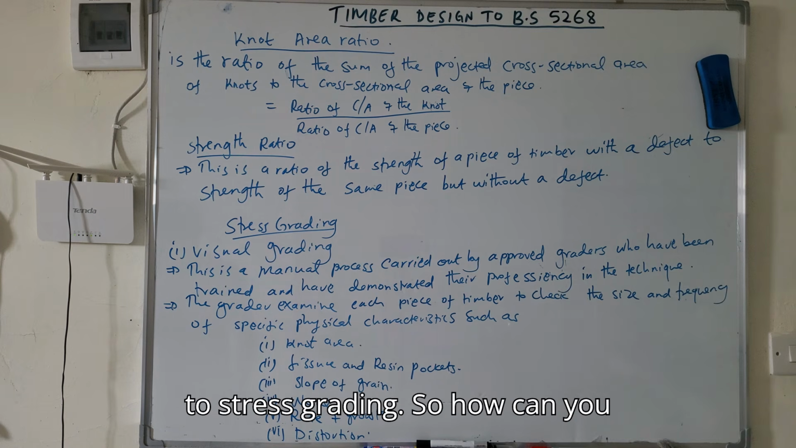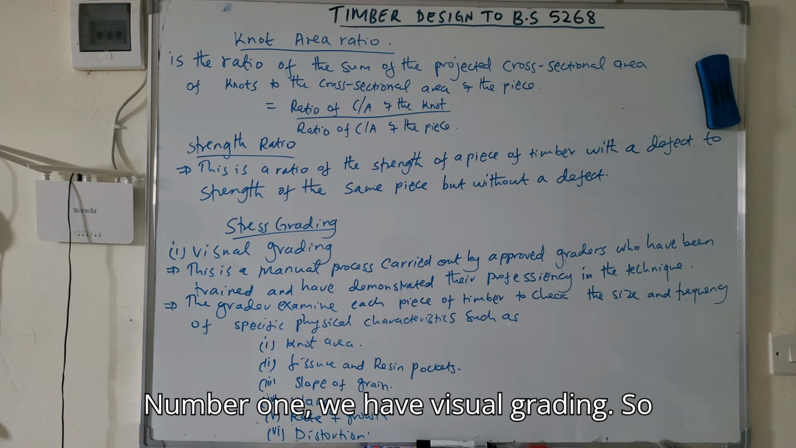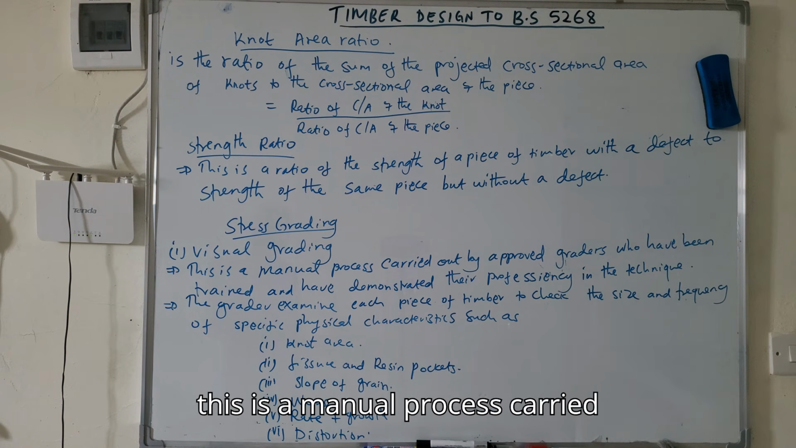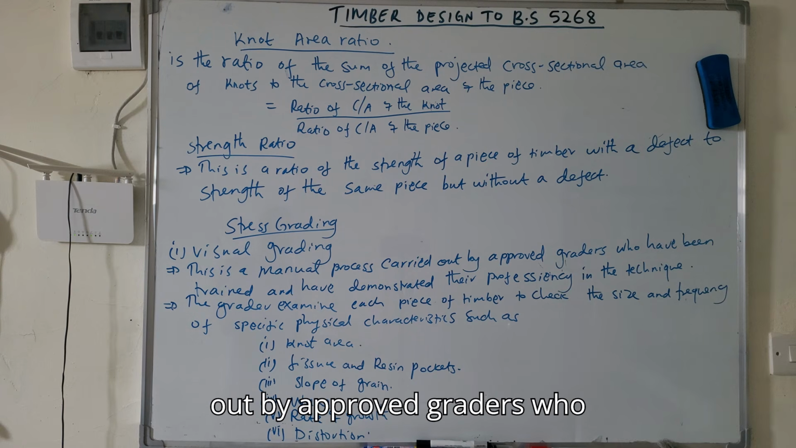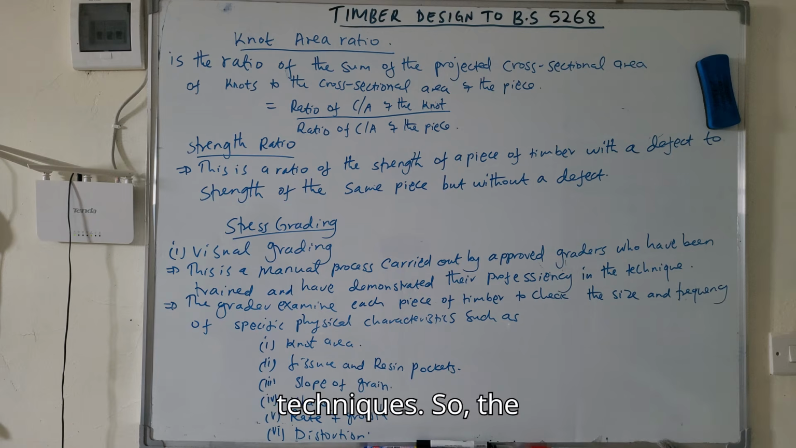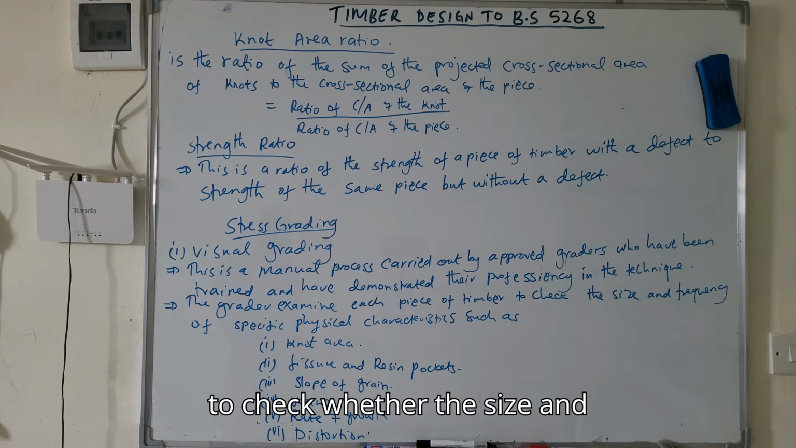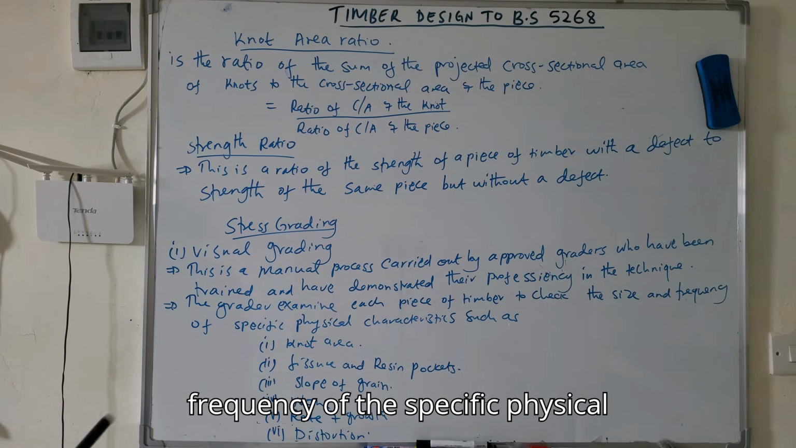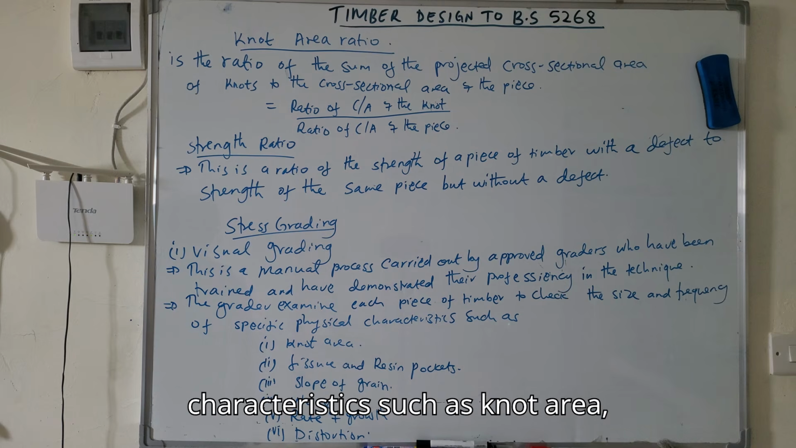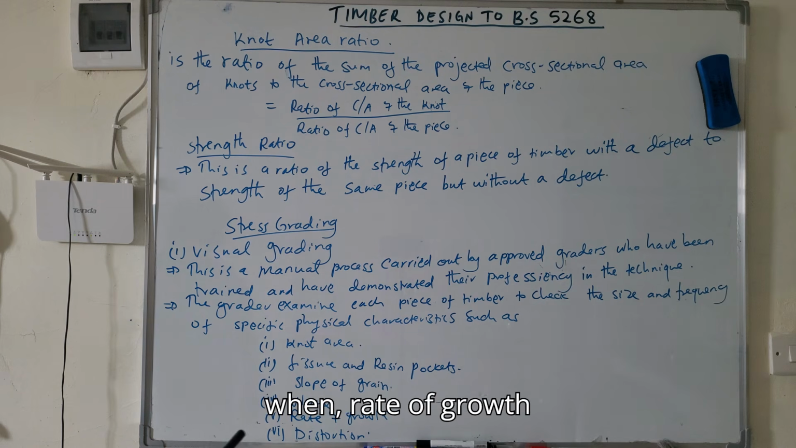Then we proceed to stress grading. How can you grade timber based on their stress? Number 1, we have visual grading. This is a manual process carried out by approved graders who have been trained and have demonstrated their proficiency in techniques. The graders examine each piece of timber to check the size and the frequency of specific physical characteristics such as knot area, resin pocket, slope of grain, wane, rate of growth, and distortion.